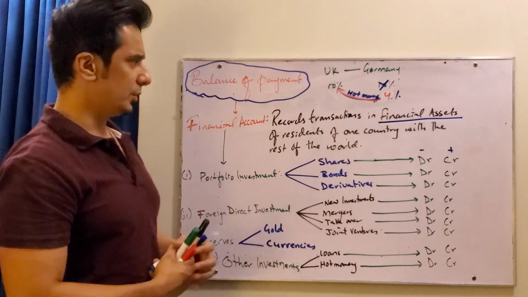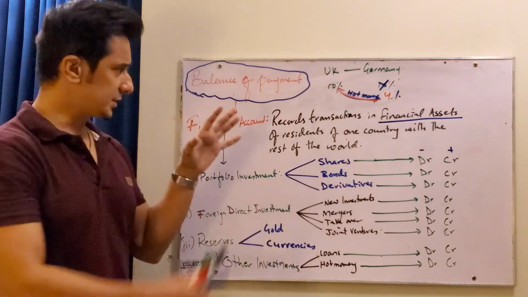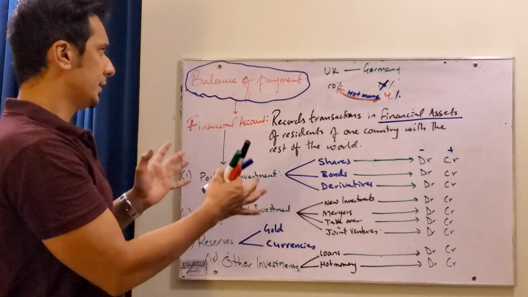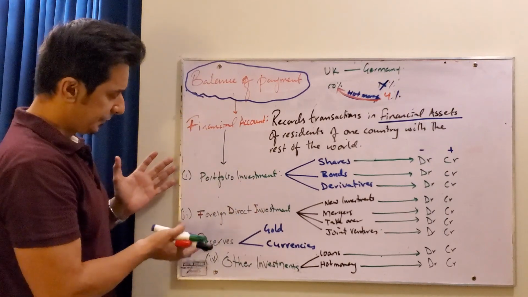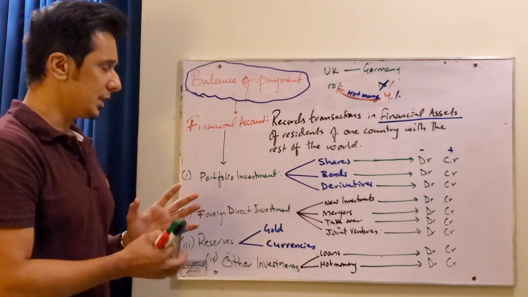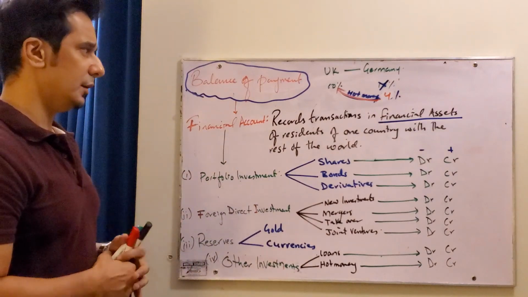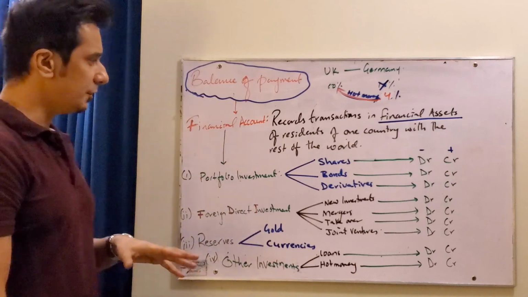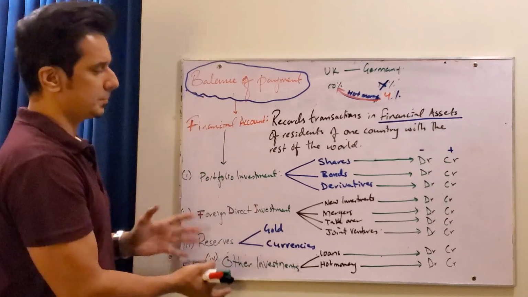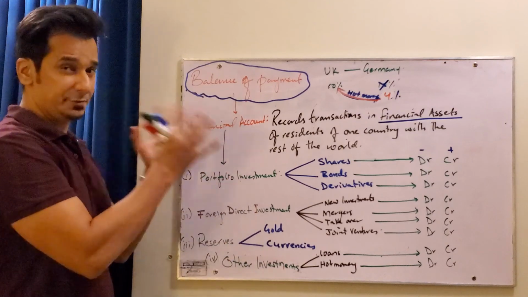So this is how the format of the balance of payments is organized. It's further divided into other accounts. But keep one thing in mind: if you Google it or search in different books, you'd find a different arrangement of this particular account.